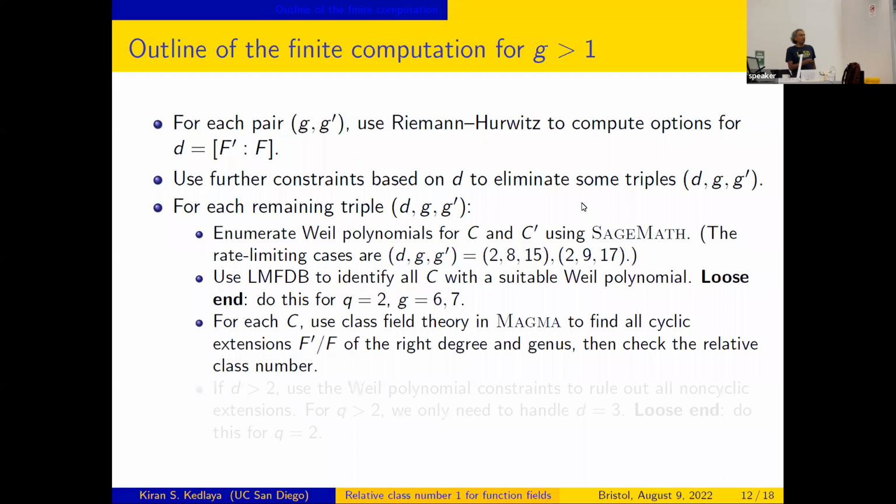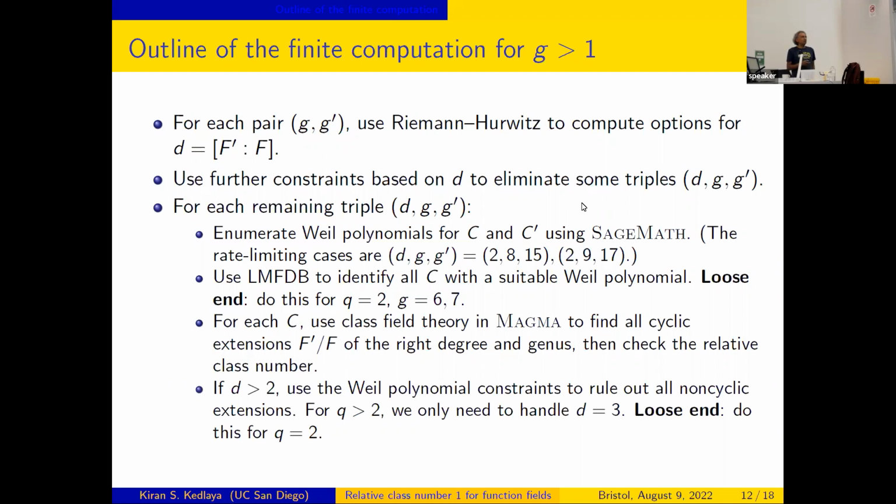So if you know all the possibilities for C, now you forget your knowledge about C prime. You just look for all extensions, let's say all cyclic extensions of the right degree and genus, and then you check the relative class number for those. And if D equals 2, then you're happy because all extensions are cyclic. But if D is bigger than 2, you have another step, which is you somehow have to argue that you didn't miss anything that wasn't cyclic. A priori, you don't know that there isn't going to be anything that's not cyclic. It turns out that there isn't.